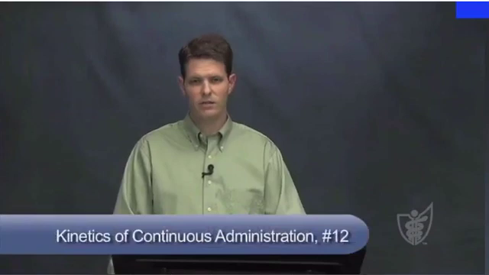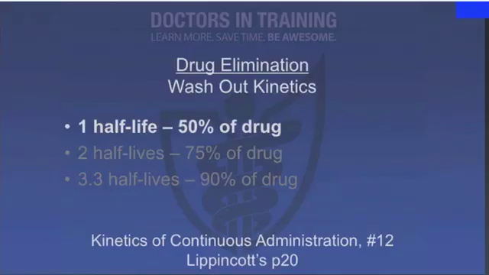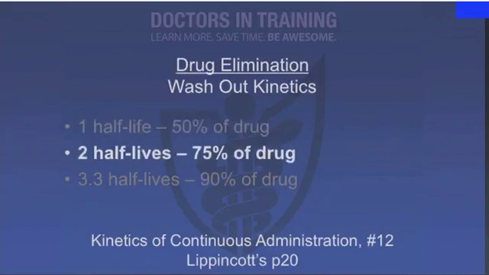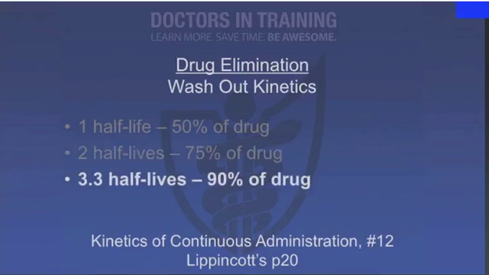So when you stop infusing the drug, you've achieved steady state, and then you turn off the infusion, you have the same first-order exponential decline in drug levels that's determined by half-life. It's just like the ramp-up phase, only it's inverted. So at 1 half-life, you've eliminated half the drug. At 2 half-lives, you've eliminated 75% of the drug. That's half of the 50% that was left after the first half-life, so half of that's 25, so 50 plus 25 is 75%. At 3.3 half-lives, how much have you eliminated?